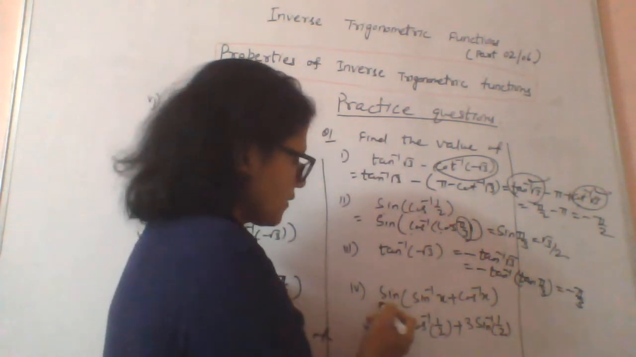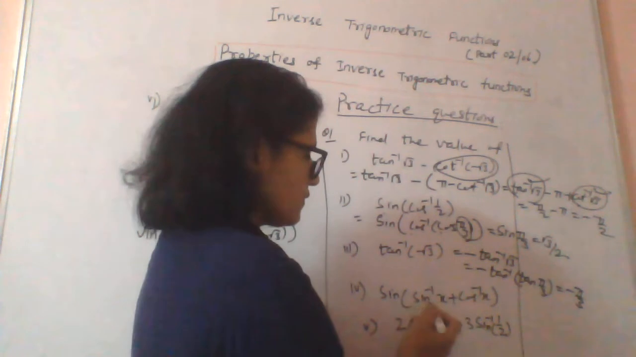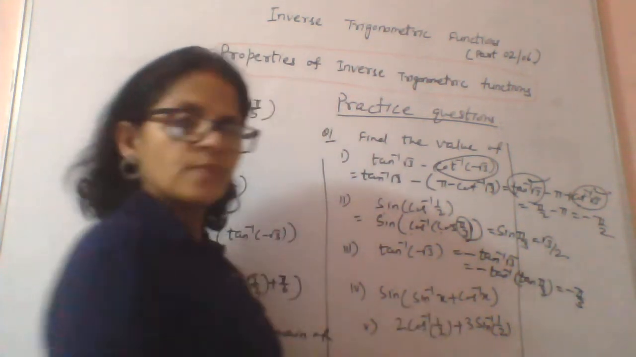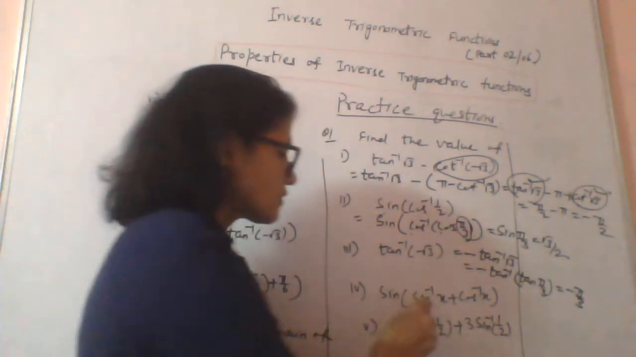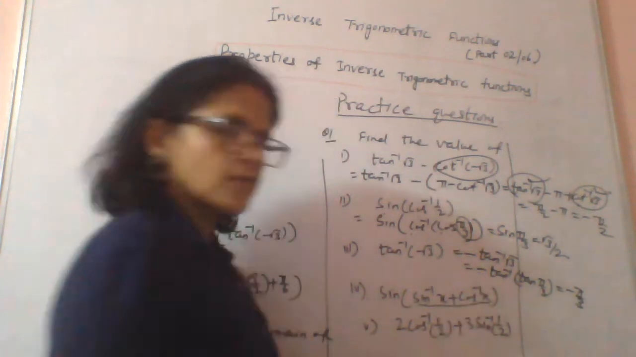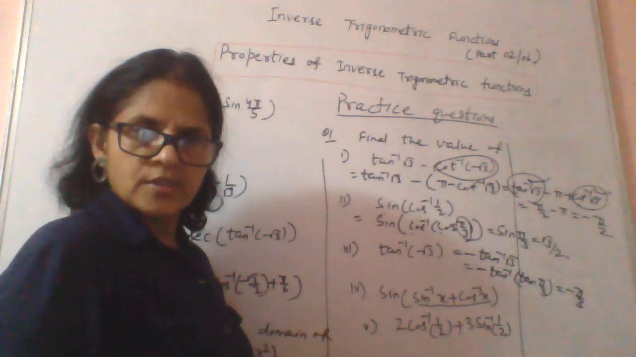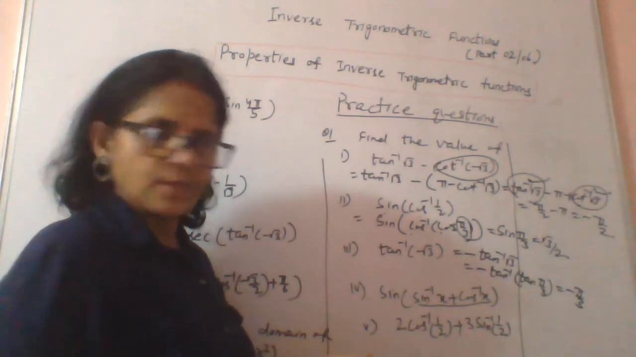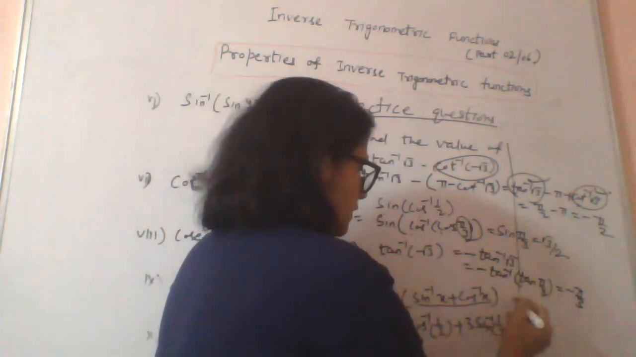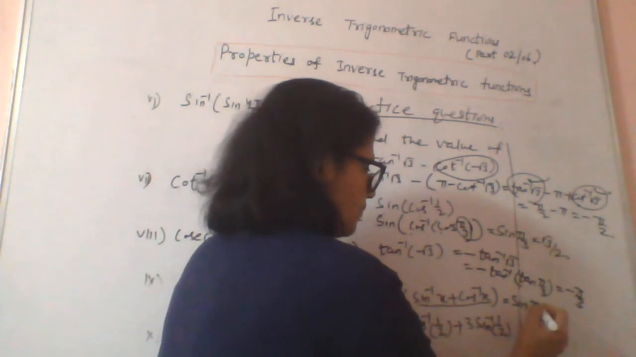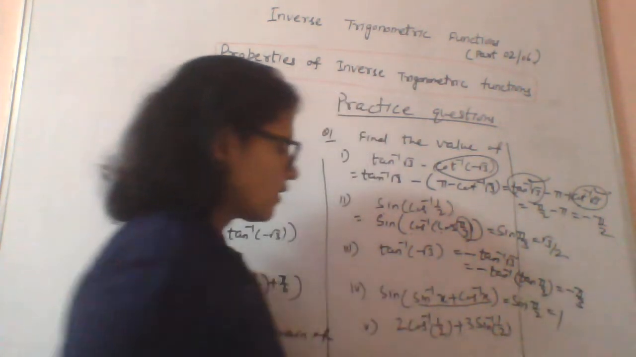Now the fourth part is sine of sine inverse x plus cos inverse x. Sine inverse x plus cos inverse x is pi by 2. That is one of the properties, property number 4, I think we have studied. So it is sine pi by 2, which is equal to 1.